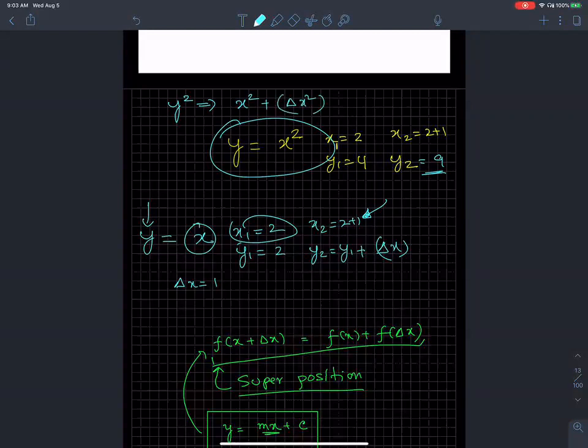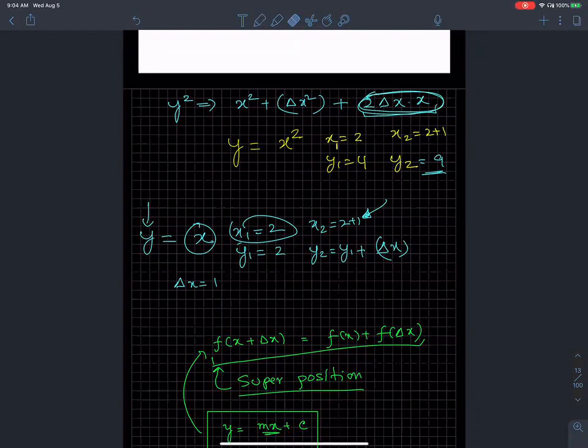Okay, if this were true, that would be your linear, but that's not the case. There is an additional 2 delta x times x term over here. So this is what makes it non-linear. Okay, so that's the idea.